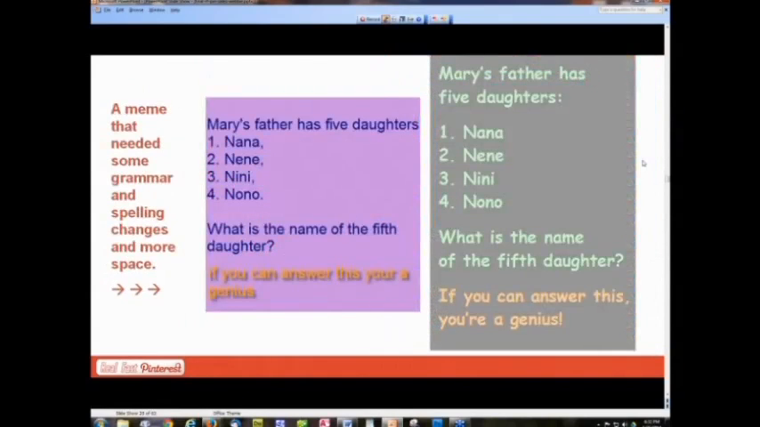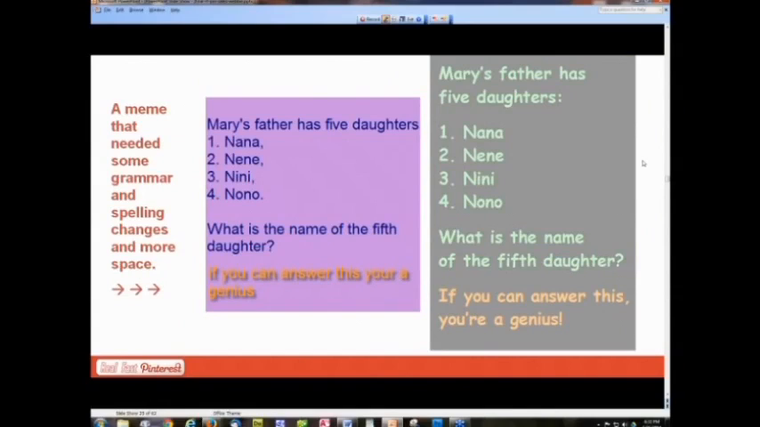Now what I want to do is go back here and just show you how I created a meme that needed some grammar and spelling changes and more. So the original image that I saw on Facebook was this purple one. Mary's father has five daughters. Nana, Nina, Nino, no. What is the name of the fifth daughter? Of course, the answer is Mary. It's not Nunu. But most people would go Nunu just because of the way they're led to it.